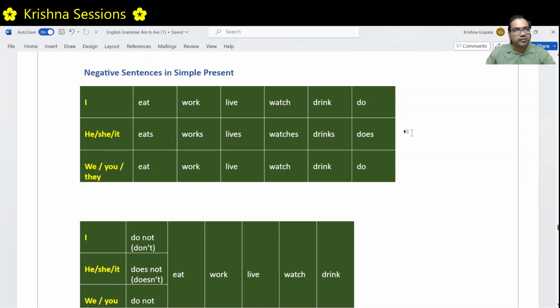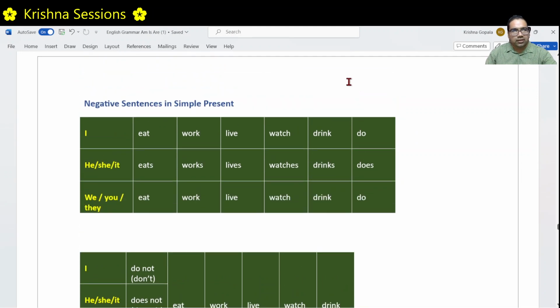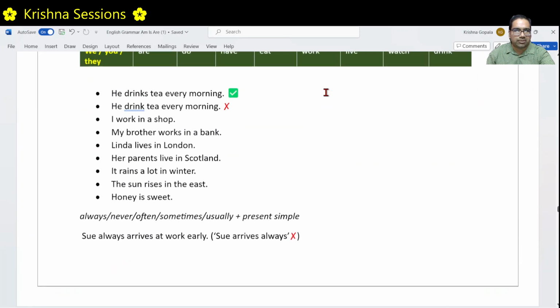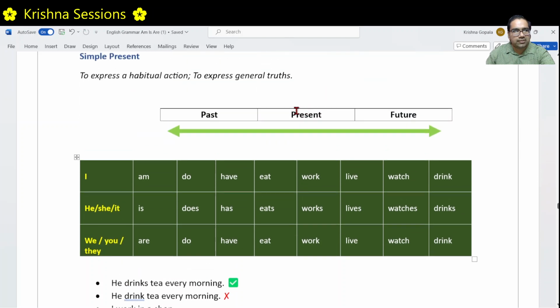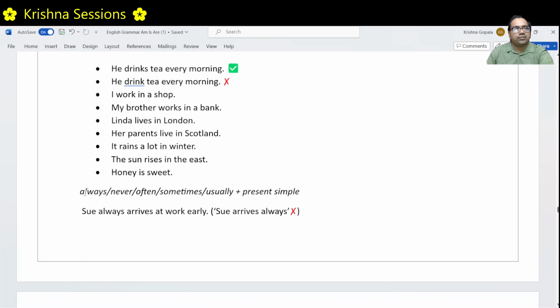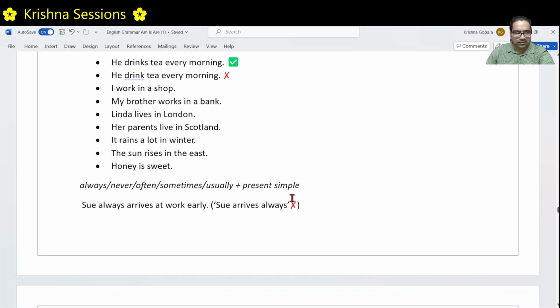Today we'll learn how to create negative sentences in simple present tense. In the previous class, we learned how to create normal sentences in simple present, right? We also discussed when we use simple present. We use simple present to express a habitual action or general truths, or when we use these words: always, never, often, sometimes, usually, plus simple present. The verb should be in simple present.